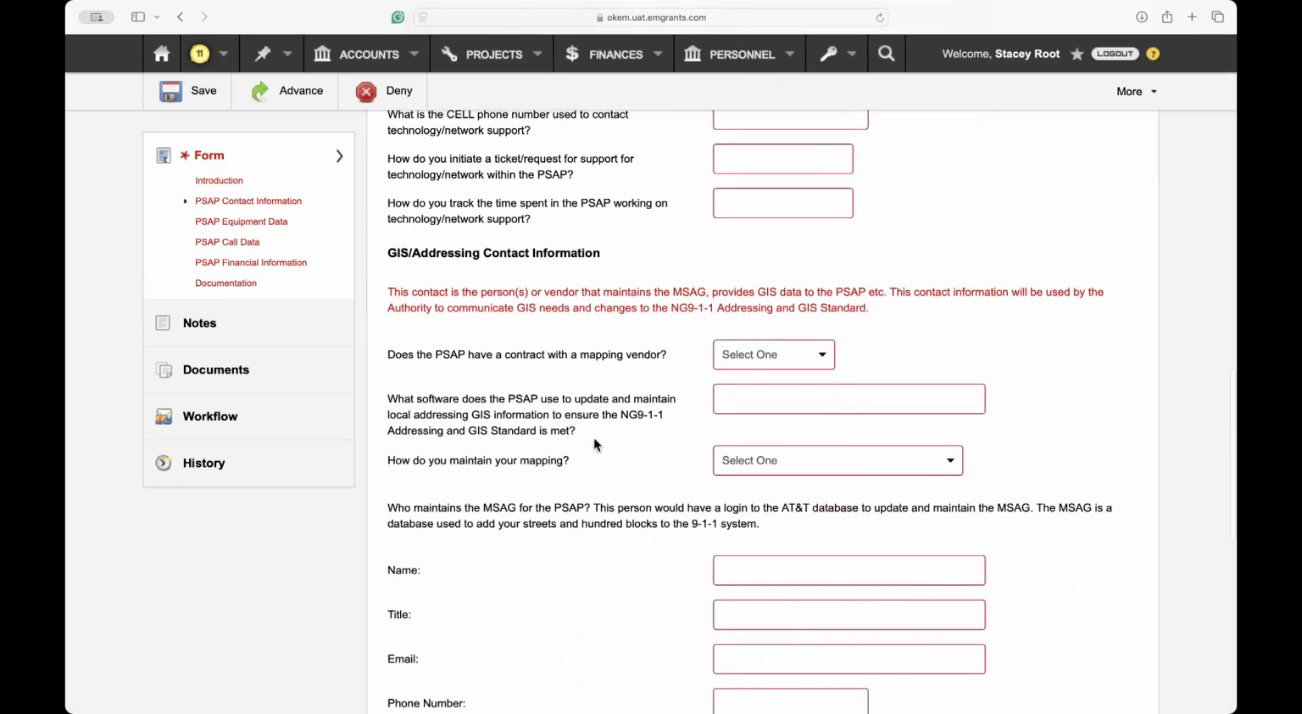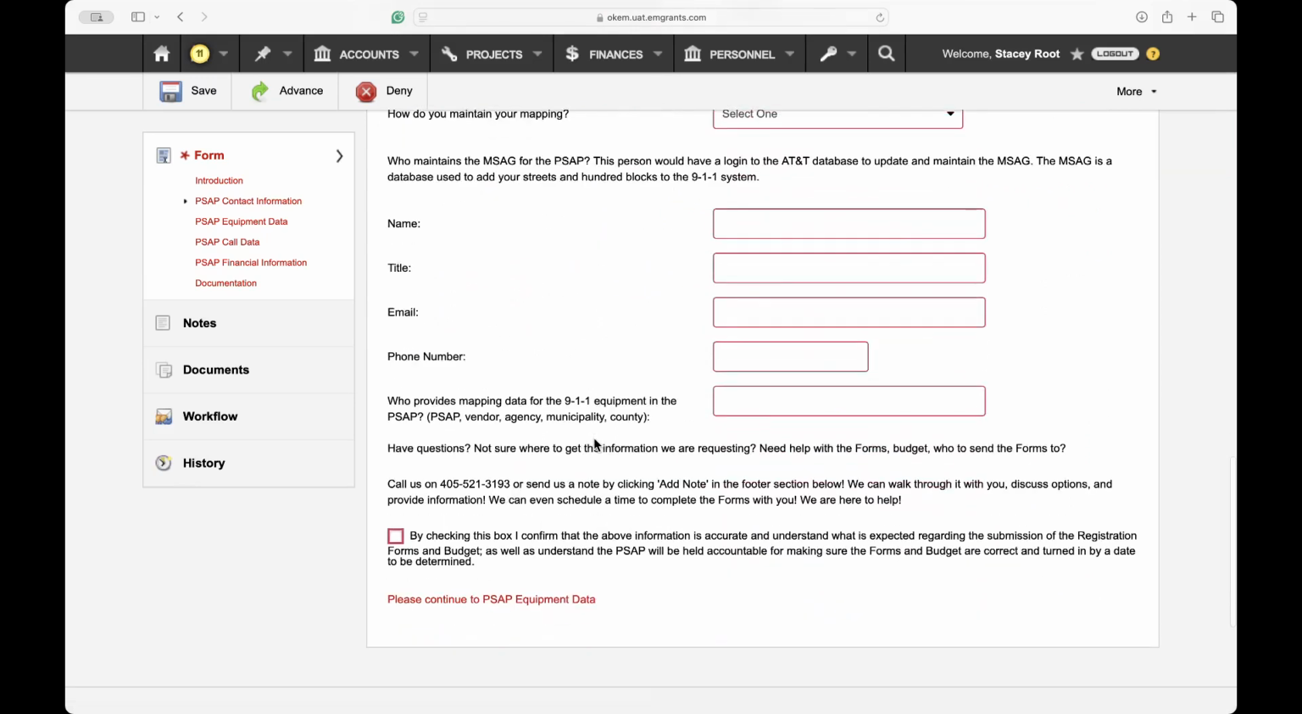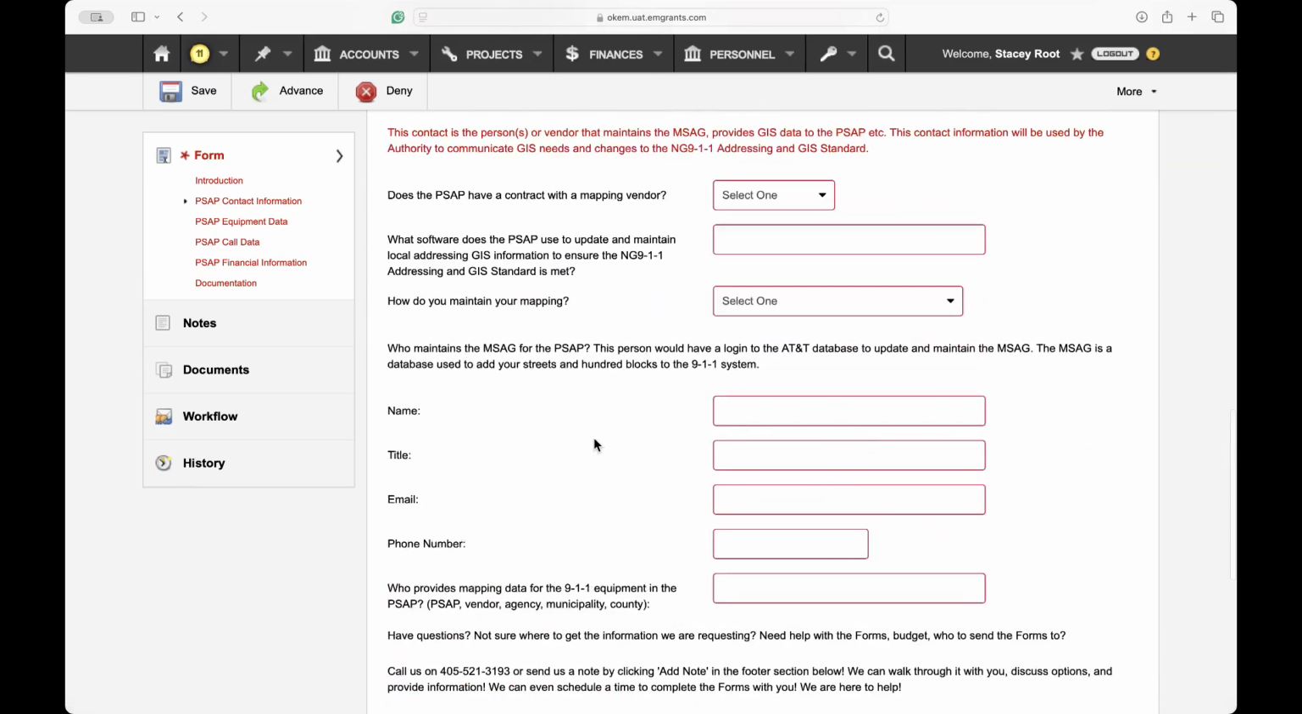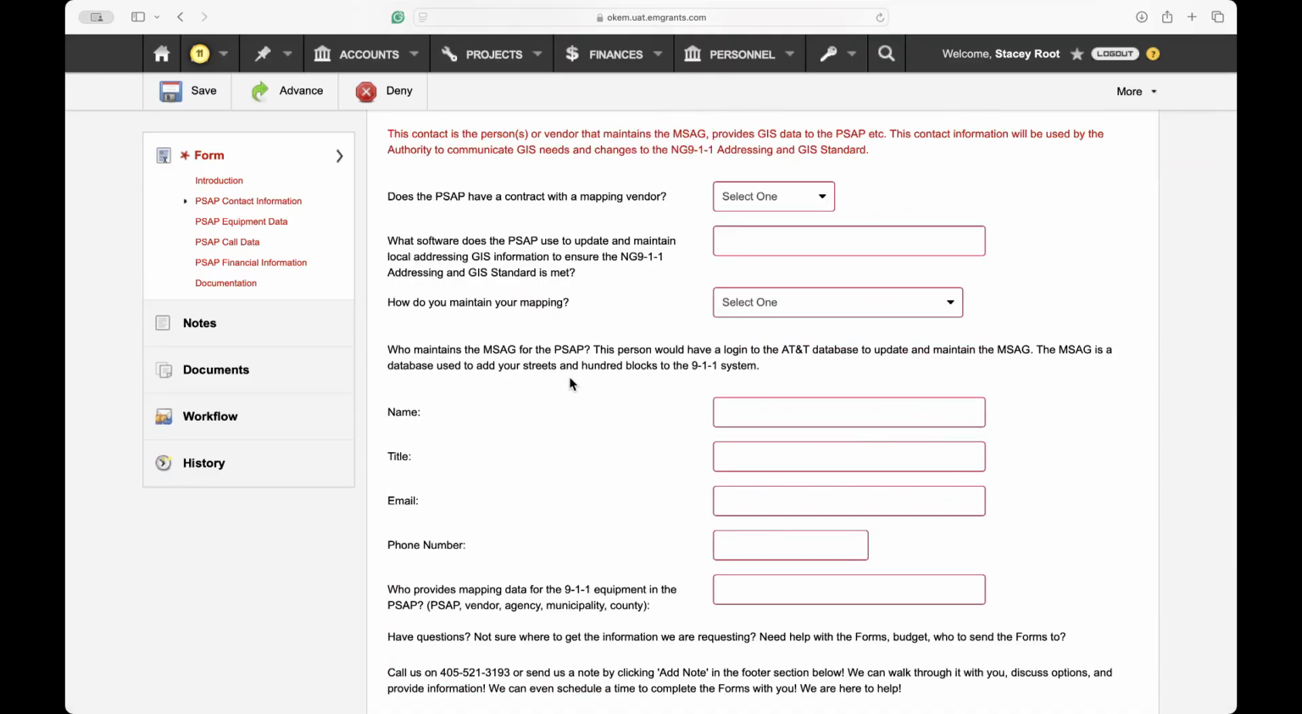All right, next one is, what software does the PSAP use to update and maintain the local addressing GIS information to ensure the NG911 addressing and GIS standard is met? This is a new question. So this is basically, are you using Esri? Are you using an independent company's tool? There's several companies out there that have built their own internal tools to maintain NG911 GIS data. So, what software are you using to maintain that back end information for NG911?